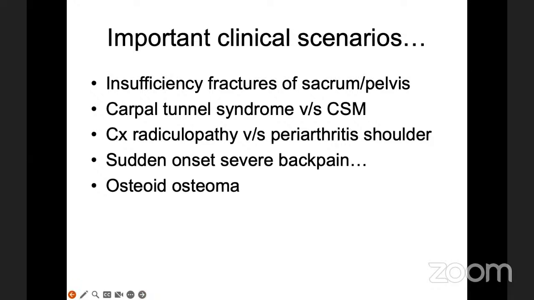Important other clinical scenarios that you are going to be seeing less commonly, but still are there.